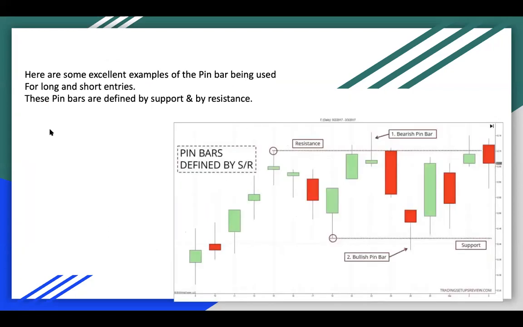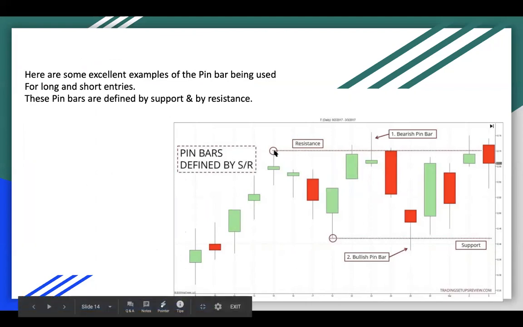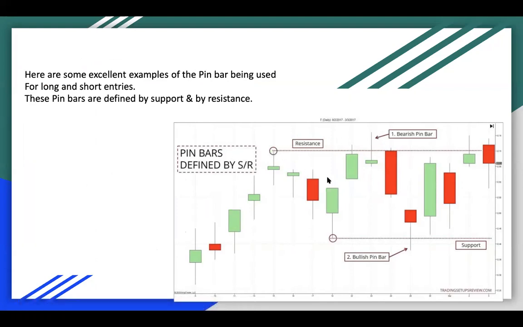Here are some excellent examples of pin bars being used for long and short entries. These pin bars are defined by support and resistance. If you really pay attention to this next example, you have a resistance forming here, so you make this initial line, and then you have this support here. The reason why this is support is because we had a pretty decent dip going down this way, almost like a bull flag, and then we had another retest here and another retest here.